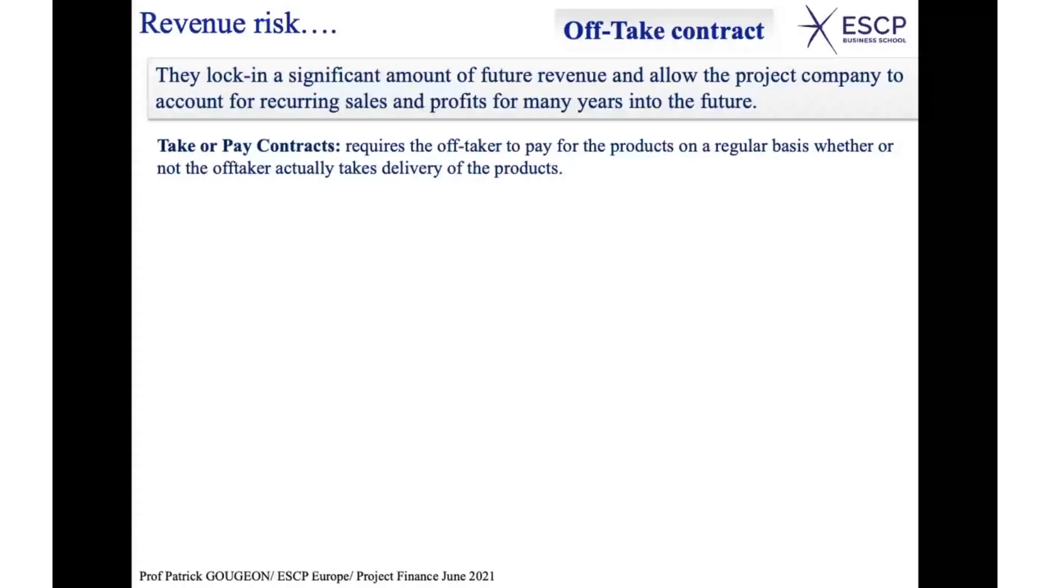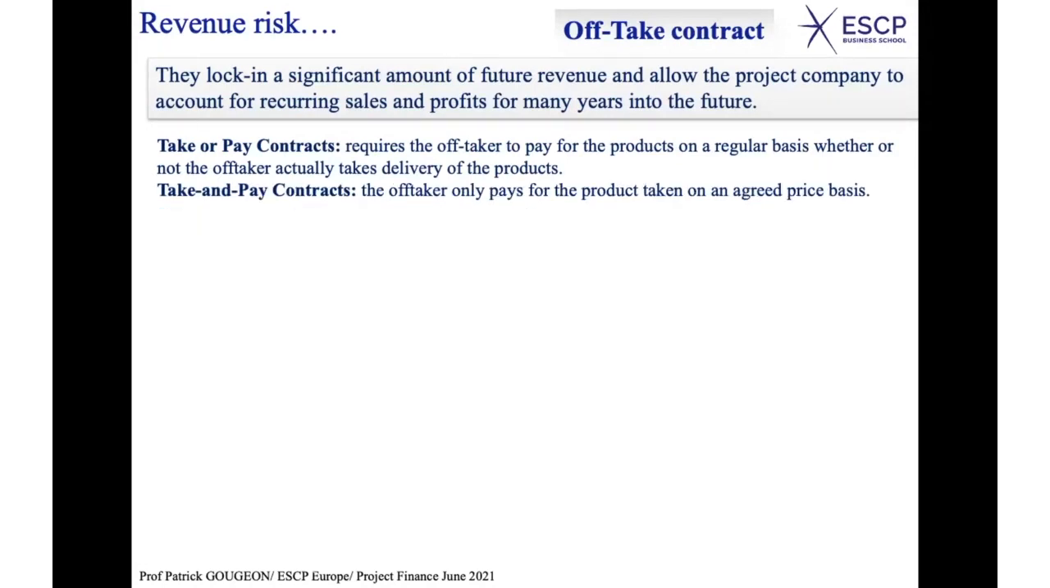This will be typically the case in the electricity business. Take and pay contract: the off-taker only pays for the product taken at an agreed price basis. So in this case, you don't guarantee that you will systematically buy, okay? But each time you buy, you fix the price at which you will pay for the service or the good.